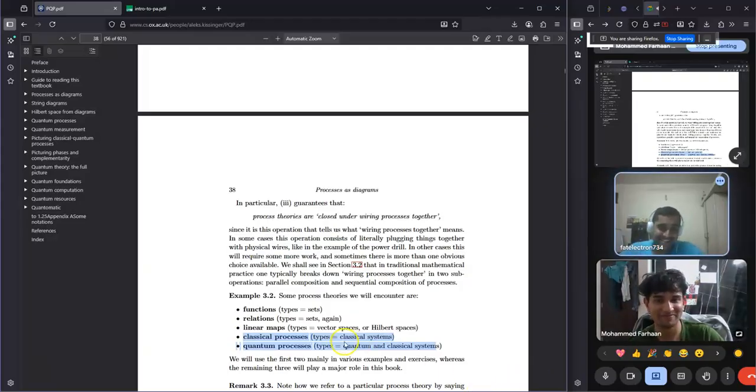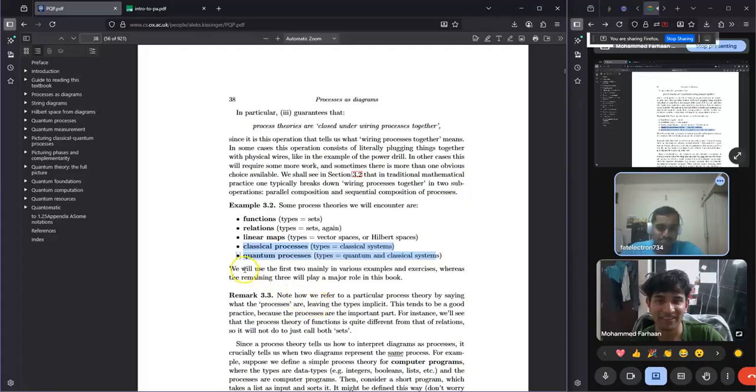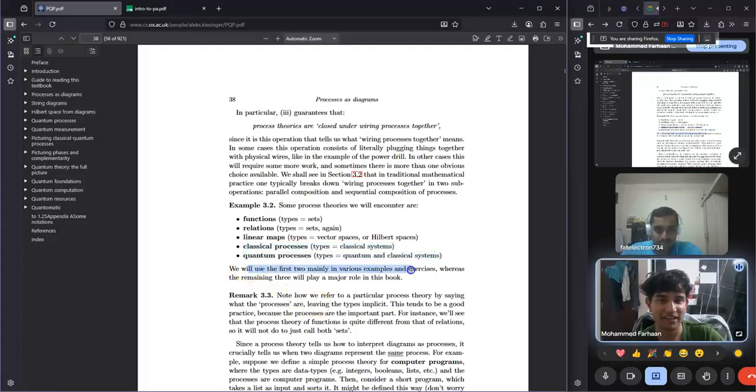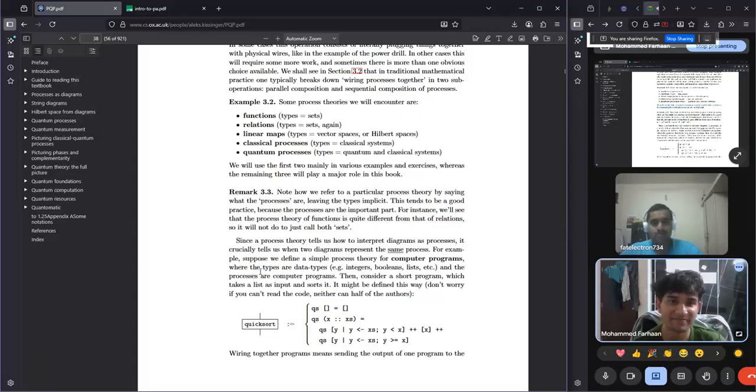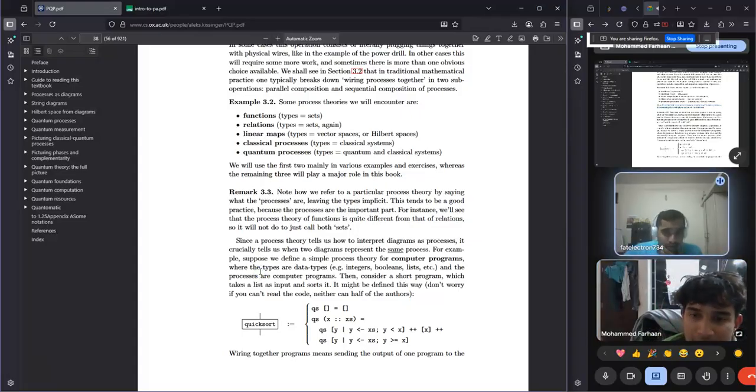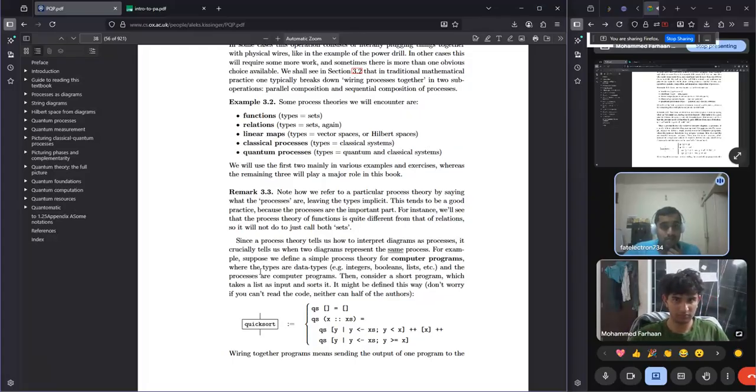Yeah, indeed. Okay. So we will use the first two mainly in various examples and exercises, whereas the remaining three will play a major role in this book. Now it's your turn. Remark 3.3. Note how we refer to a particular process theory by saying what the processes are, leaving the types implicit. This tends to be a good practice because processes are the important part. For instance, we'll see that the process theory of functions is quite different from that of relations. So it will not do to just call both sets and functions.